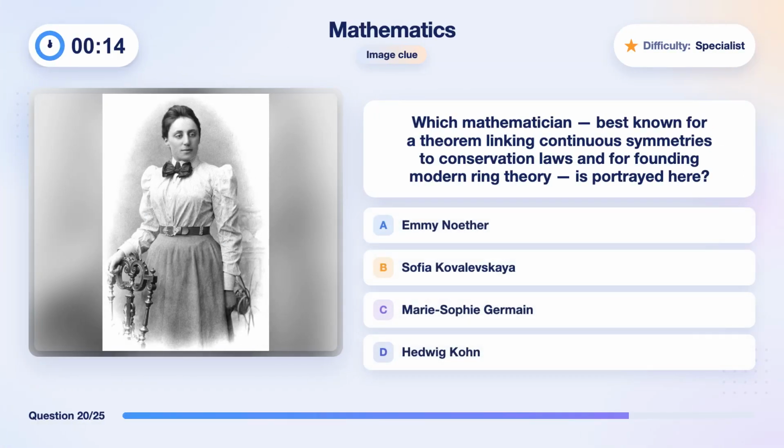Which mathematician, best known for a theorem linking continuous symmetries to conservation laws and for founding modern ring theory, is portrayed here? Take a look. A. Emmy Noether, B. Sofia Kovalevskaya, C. Marie-Sophie Germain, D. Hedvig Kohn. Stay calm, no panic. I'm counting 14 seconds.